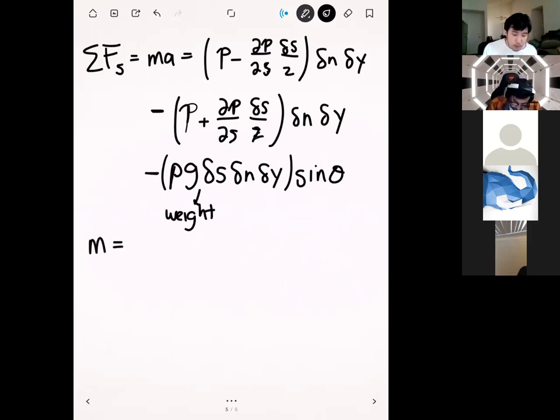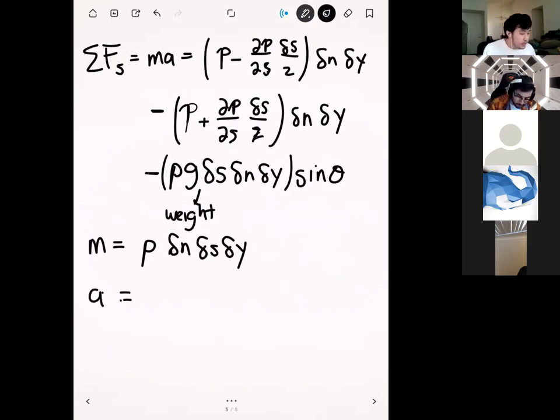Okay. And so before we can start simplifying, let's substitute in for mass and acceleration. Mass is pretty simple. It's simply the density of the particle multiplied by its volume. And remember, since we have a particle that's a box, its volume is just all the length dimensions multiplied by each other, so delta S times delta N delta Y.